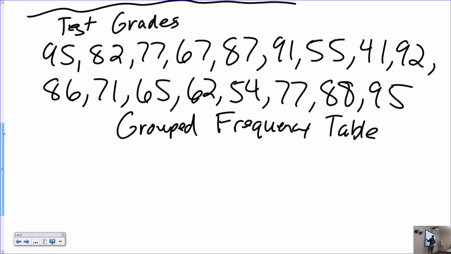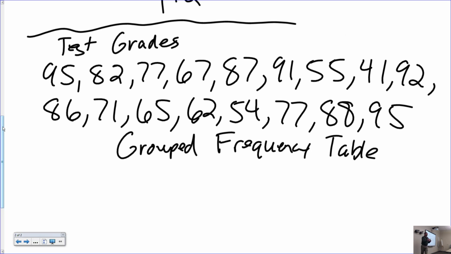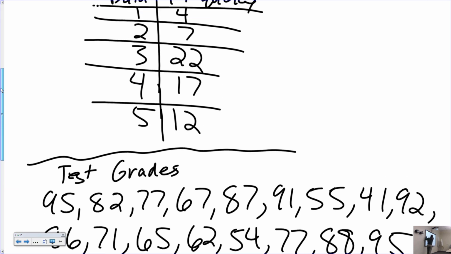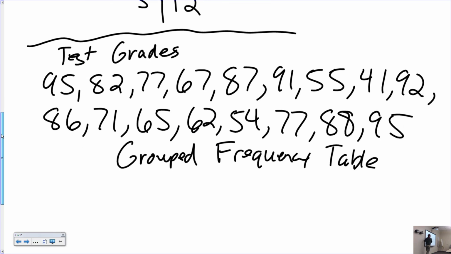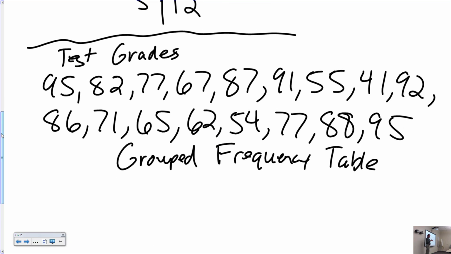Sometimes when your data is a little bit more disparate, when it's a little bit more spread out, you create what we call a grouped frequency table. A grouped frequency table is just a way of getting essentially the same type of table we just had a second ago, something that's relatively compact. But in order to keep this compact, we have to group numbers together.